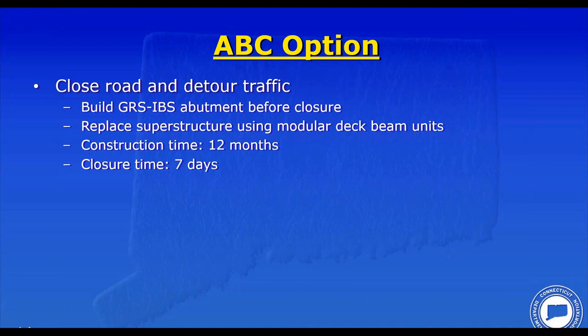So the ABC option is to close the interstate completely, detour traffic, build a GRS IBS bridge, and then replace the superstructure with modular deck beams, as we discussed before. Construction time was estimated at 12 months, and the closure period would be 7 days to replace the superstructure. The idea would be that we would build the GRS IBS abutment. The majority of it could be built underneath the existing bridge before we did any closures up on the interstate, and then we can limit the construction to 7 days to replace the superstructure.